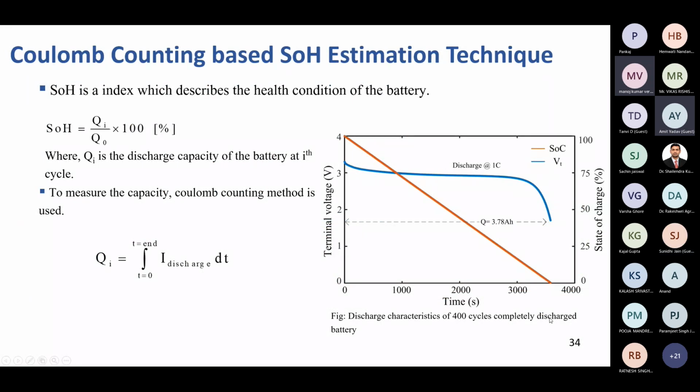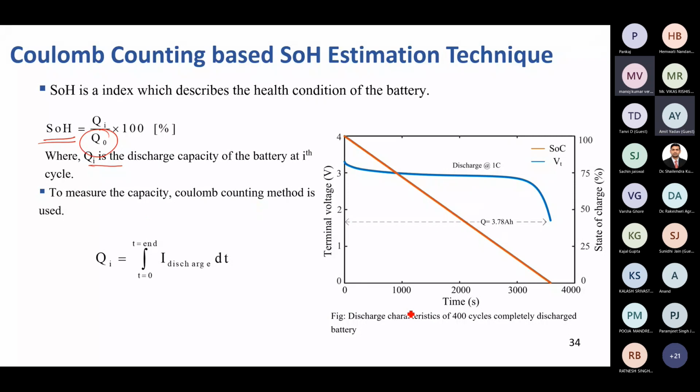What is the Coulomb counting method based estimation? From the Coulomb counting method we can estimate the state of health of the battery. Once I find the state of charge, I can also estimate the value of SOH. The formula is Qi by Q naught, where Qi is the discharge capacity of the battery within any cycle after a period of time, divided by the initial value, which is the value when I buy a new battery, provided in the data sheet. From that I can estimate the state of health.